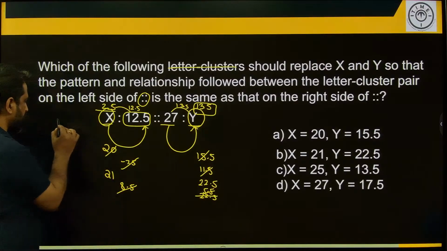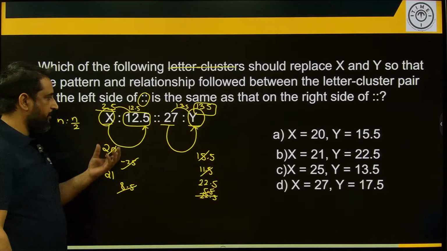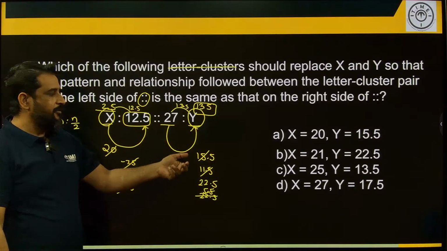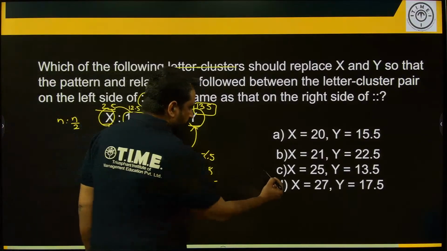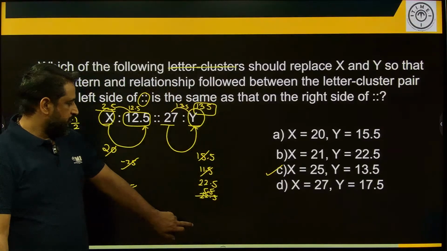If the first number is n, the second number is n by 2. It is similar in the left side pair as well as in the right side pair when you substitute choice C. So the correct answer is choice C. Okay. Now, move to the next question.